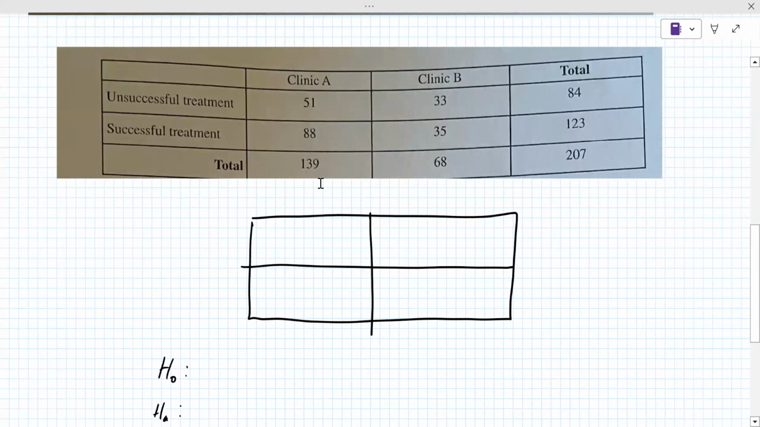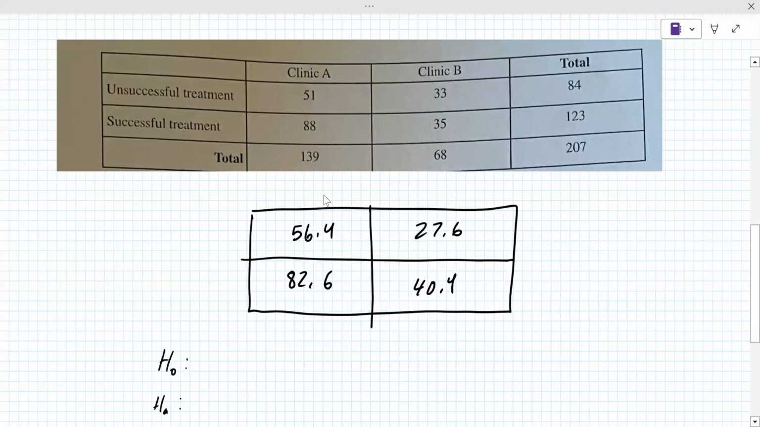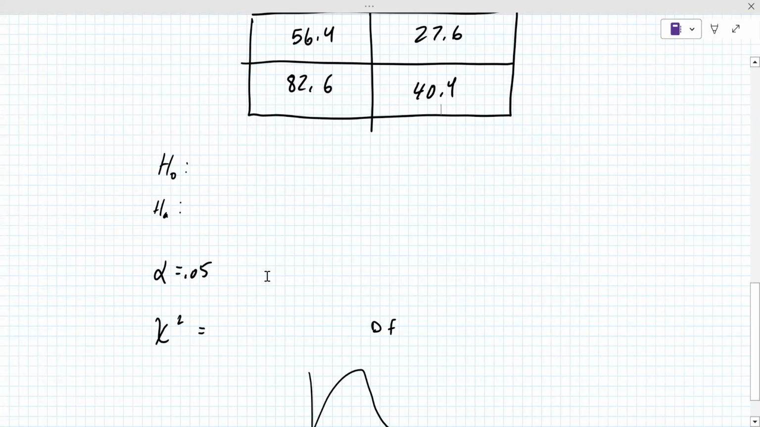Okay. So if you can here, get the expected counts. I got 56.4 for the top left. Then bottom left, 82.6. Top right, 27.6. And then bottom right, 40.4. Okay. So what about your chi-squared value? Chi-square value, I got 2.654. And do you have a p-value from that?